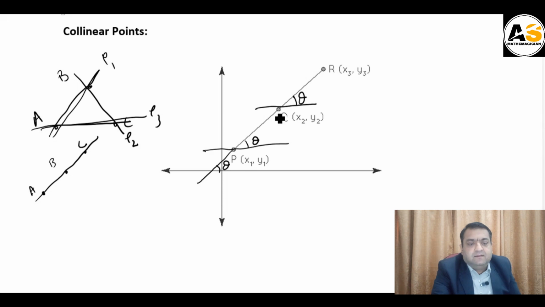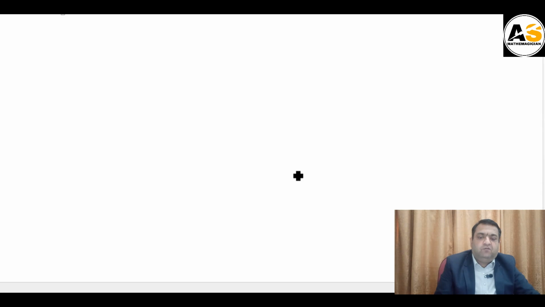Yes. If they are not collinear, the gradient of any two of them will never be equal. If 3 points are collinear, the gradient of any two of them will give us the same value. That is, gradient of PQ will be equal to gradient of PR will be equal to gradient of QR. This is the test which we perform to check the collinearity of the 3 points.